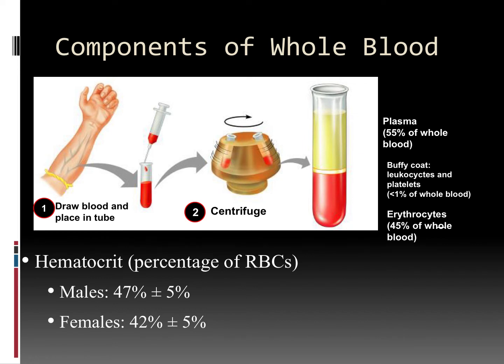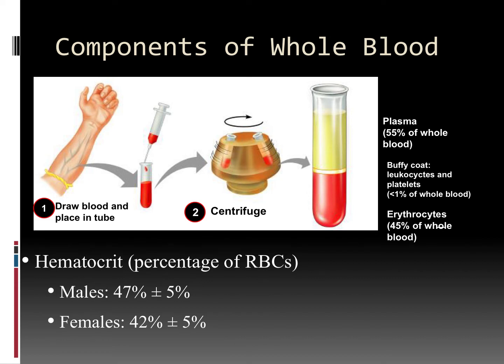If you were to spin it down in a centrifuge, you'd have the plasma, and then this buffy coat, which is white blood cells and platelets, which is just a small fraction, less than 1% of whole blood. And then erythrocytes are about 45%. So obviously, these are a little bit of an estimate, because some of that 100% is made up of the buffy coat, but mainly red blood cells, plasma, a little bit of white blood cells.